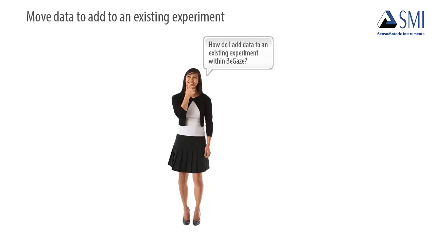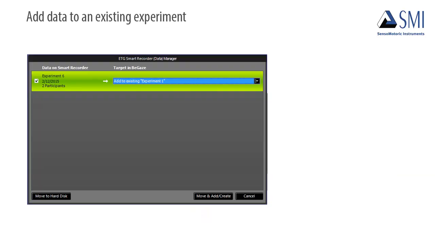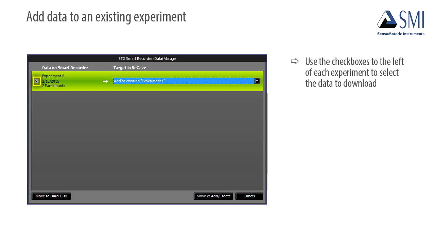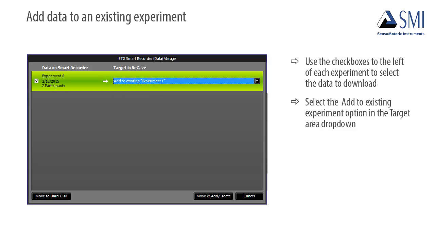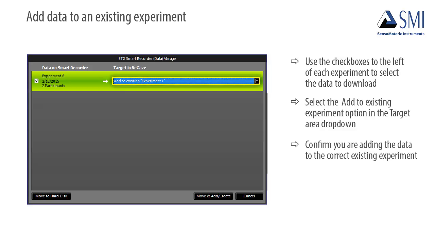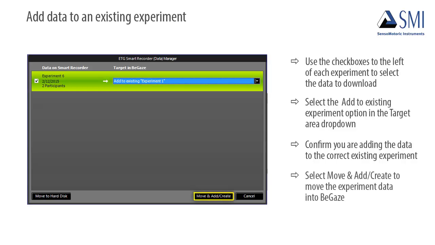Let's look at how to add data to an existing experiment within BeGaze. To add data to an existing experiment, check the checkbox in front of the data you wish to download. Select Add to Existing Experiment from the drop-down and select the correct experiment name. Confirm you have selected the correct experiment from the drop-down options. Then click the Move and Add or Create button to move the experiment data into the existing experiment.